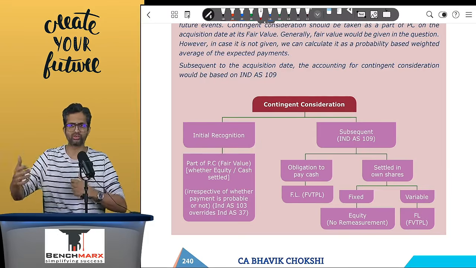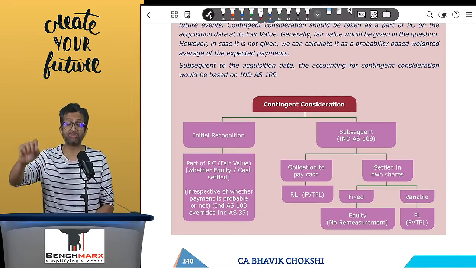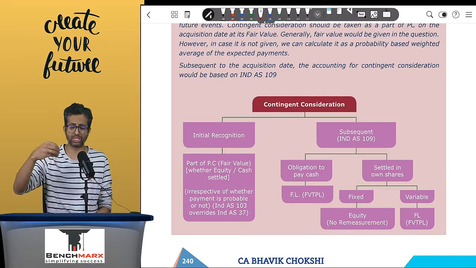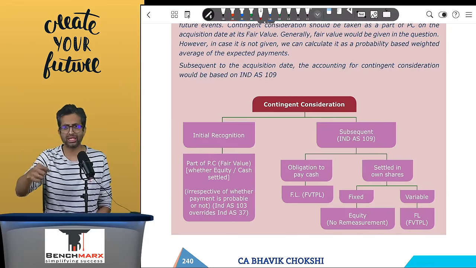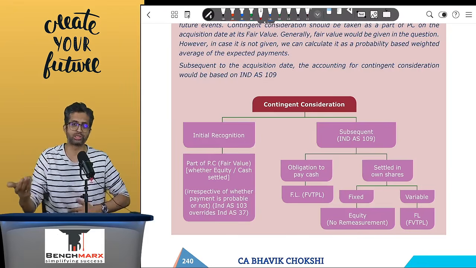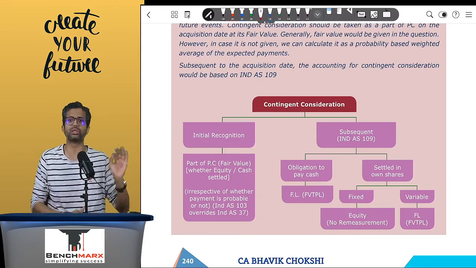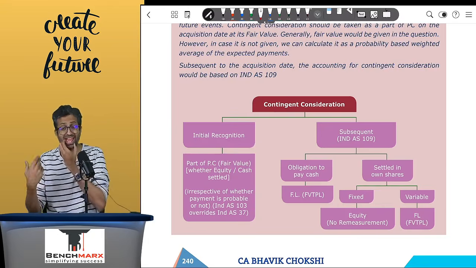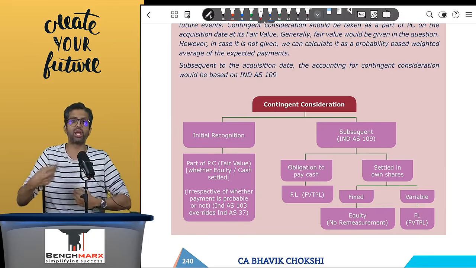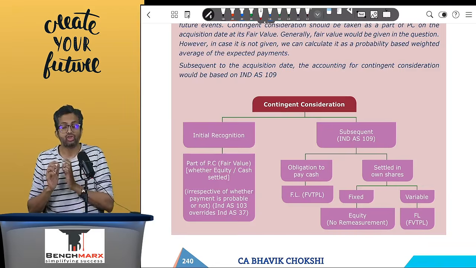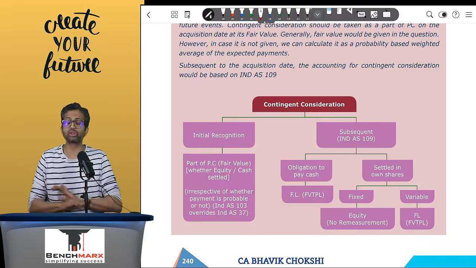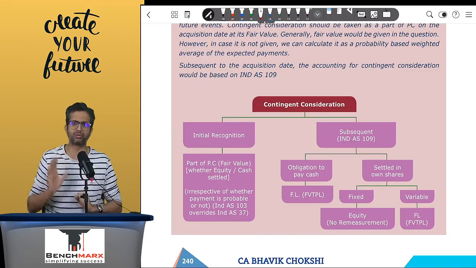So Tata Motors and JLR might have an ESOP scheme. Tata Motors may take over that ESOP scheme and replace it with shares of Tata Motors instead of shares of JLR. Now this is called a replacement award. Generally, as a part of PC, we will always take the fair value of the consideration paid. Generally, for the owners, you are paying consideration purely and squarely for the purpose of acquisition of business.